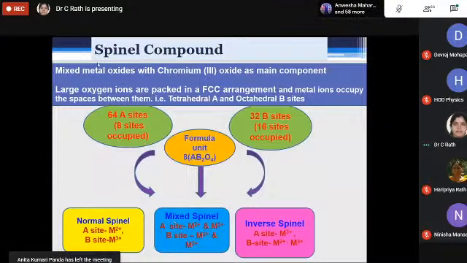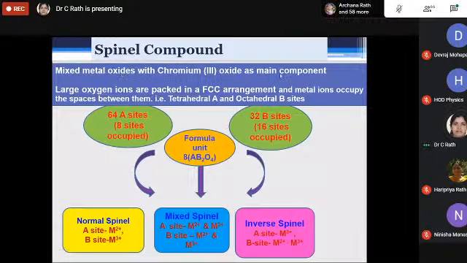So these ferrites have a spinel structure. These are mixed metal oxides with iron oxide as the main component; in fact it's a spinel compound. Large oxygen ions are packed in an FCC arrangement, and in these spinel compounds there are 64 A sites, where the A site is a tetrahedral site, and 32 B sites, which are octahedral. Out of 64 sites, 8 are occupied, and out of 32 sites, 16 are occupied. Its formula unit is MB2O4. A is a divalent cation, B can be a trivalent cation. If A is divalent and B is trivalent, then it is known as normal spinel.